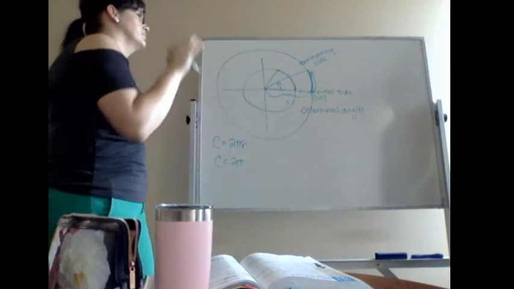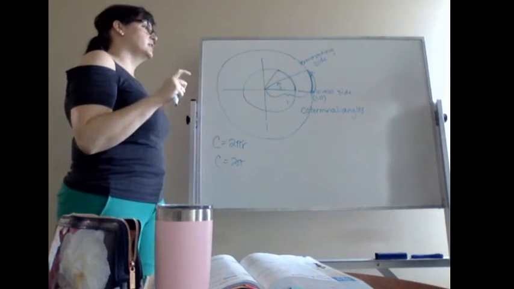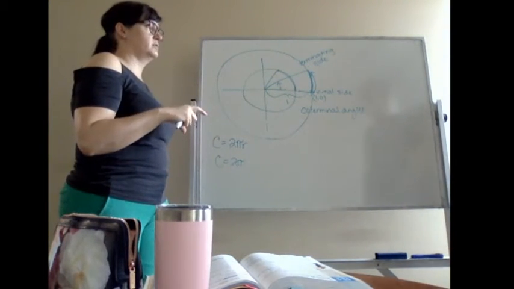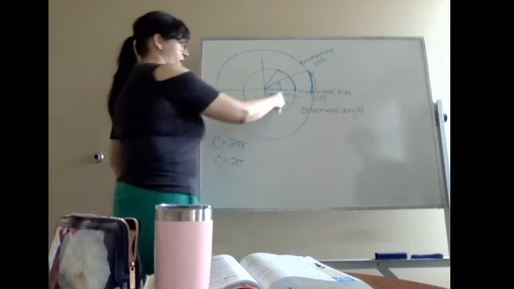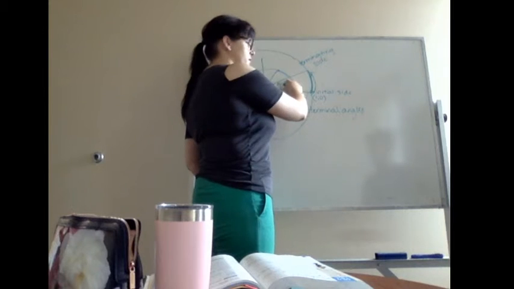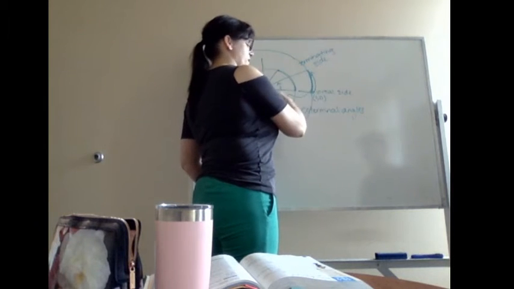So, a length of 1 when the radius is 1. So 1 radian is equal to whatever angle is necessary to create an arc that has the same length as the radius.